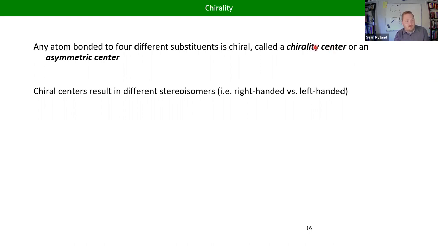And so that is really what we're going to do for the last 15 minutes here, is try to visualize some of these molecules and learn how to name them. Because if we can tell the difference between the right-handed version and the left-handed version, you need to be able to name it in an unambiguous way, right? Where somebody would always get the right stereoisomer.